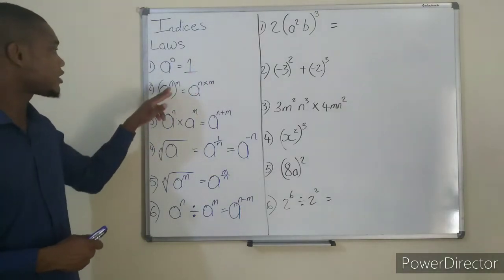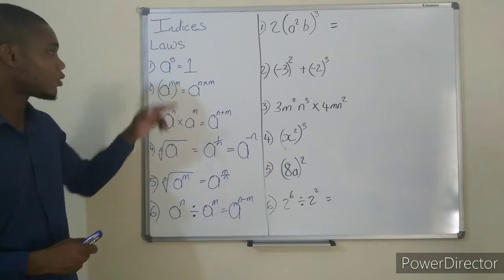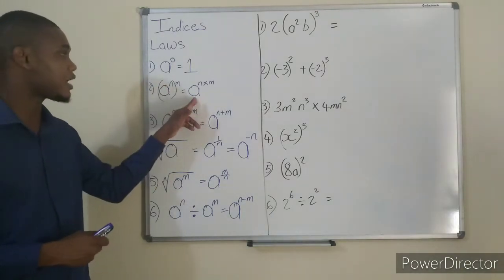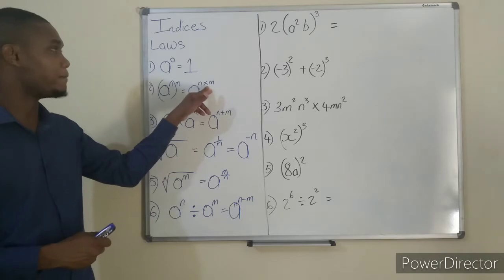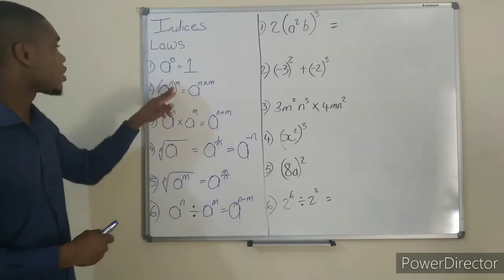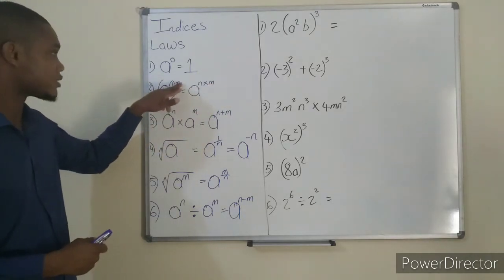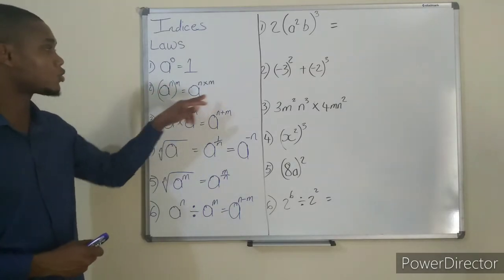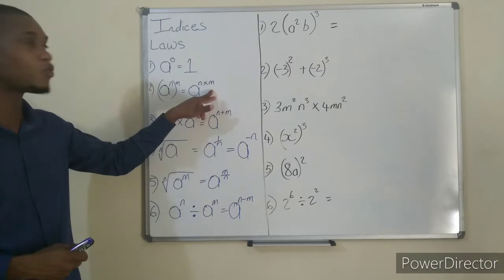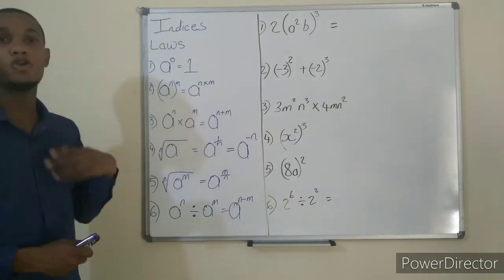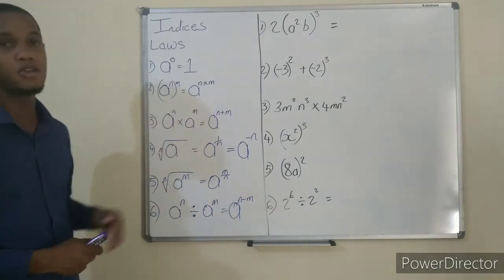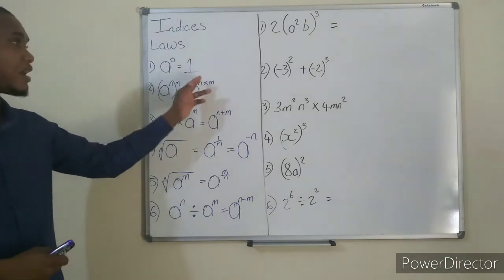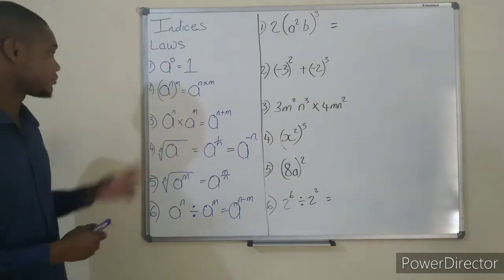Second one says a raised to the power of n in a bracket raised to the power of m is the same thing as saying a raised to the n multiplied by m. So once you see 2 powers like this, you can simply work it out by multiplying the two powers together, and then you raise the base in the question to that amount.